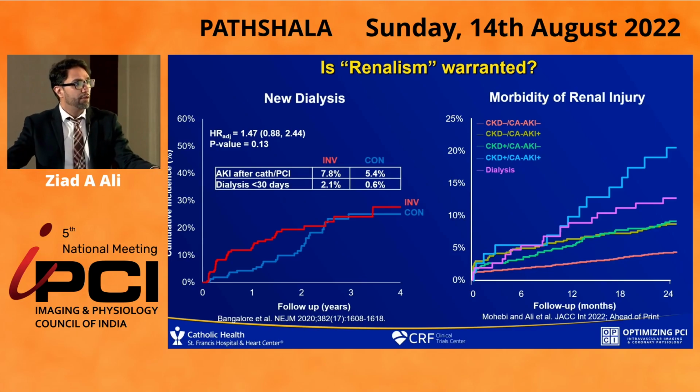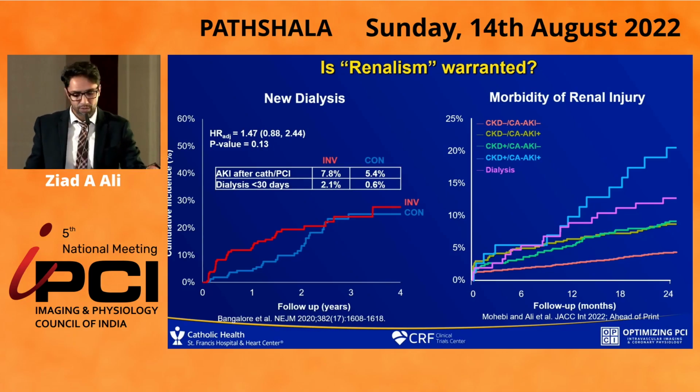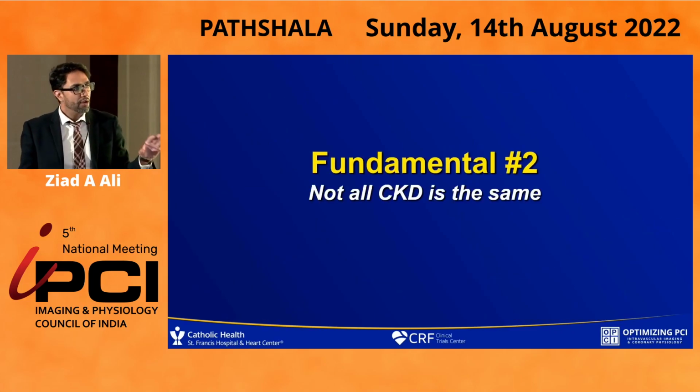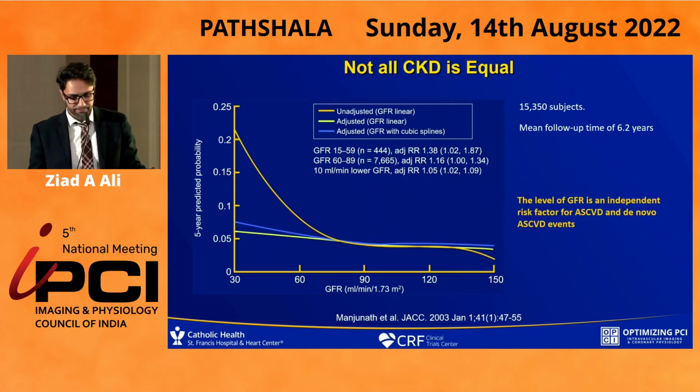On the right is work from CRF that we contributed. This is the ADAPT-DES study, and what's alarming here is you can see that patients who develop a contrast-associated acute kidney injury who have CKD do even worse than dialysis patients. So that's really hard to do because dialysis, as we all know, is probably one of the worst predictors of long-term outcome. Not all chronic kidney disease is the same.